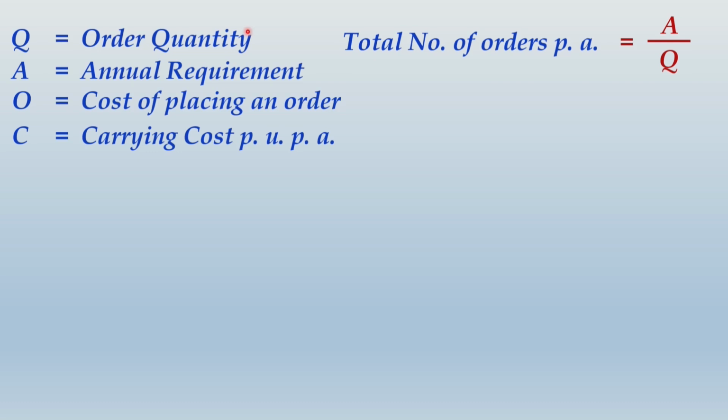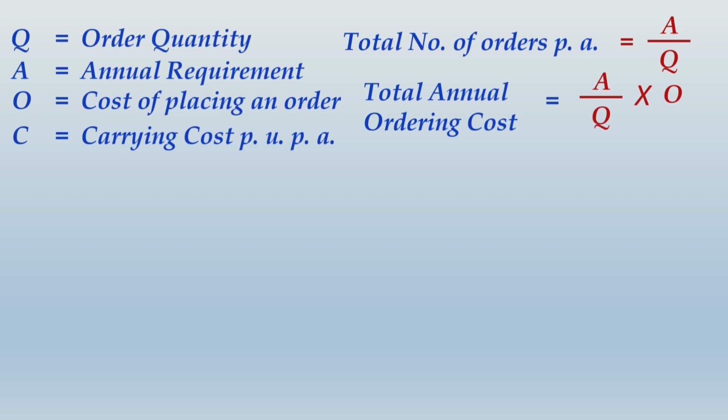Thereafter, what is the total annual ordering cost? How do you find total annual ordering cost? Number of orders should be multiplied by the cost of placing a single order. That means A by Q should be multiplied by O. So I will write that equation as total annual ordering cost equals A by Q into O.